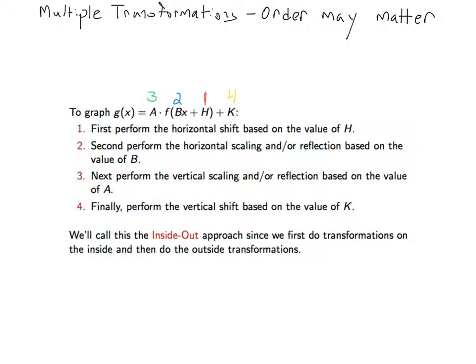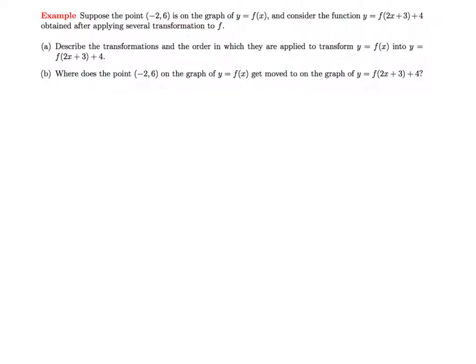Okay, so let's take a look at an example where we are combining several different transformations. Now in this example, we have a function y equals f of x, and we're told that the point minus 2, 6 is on this graph. And we want to think about what happens when I apply a series of transformations and end up with a function like this. What transformations have we made, and what's a good order that we can apply those transformations? So in part A, we first just want to get a description of these transformations.